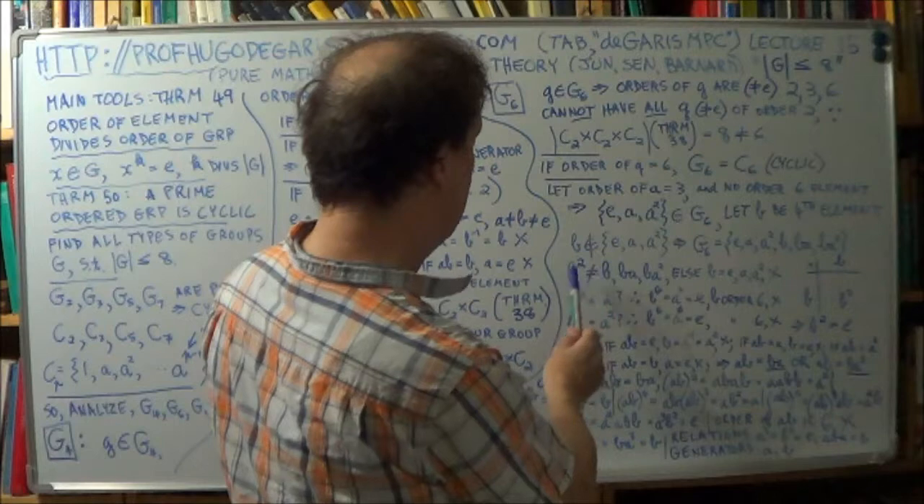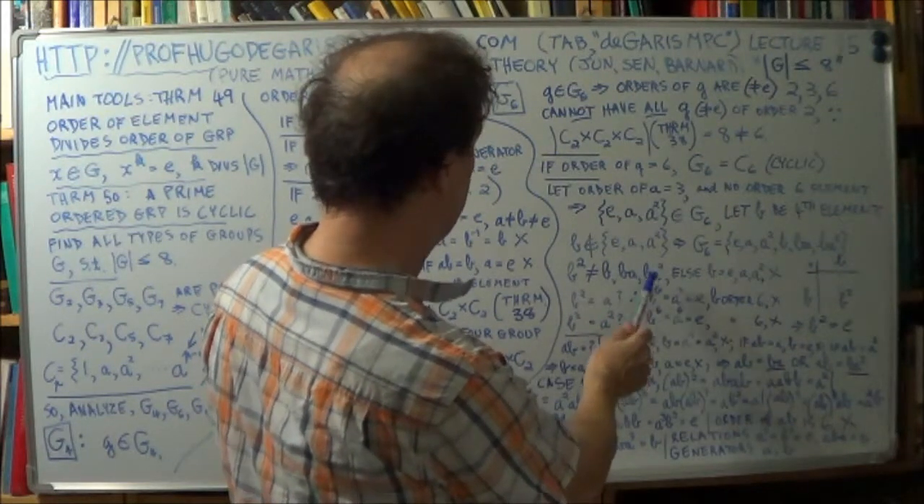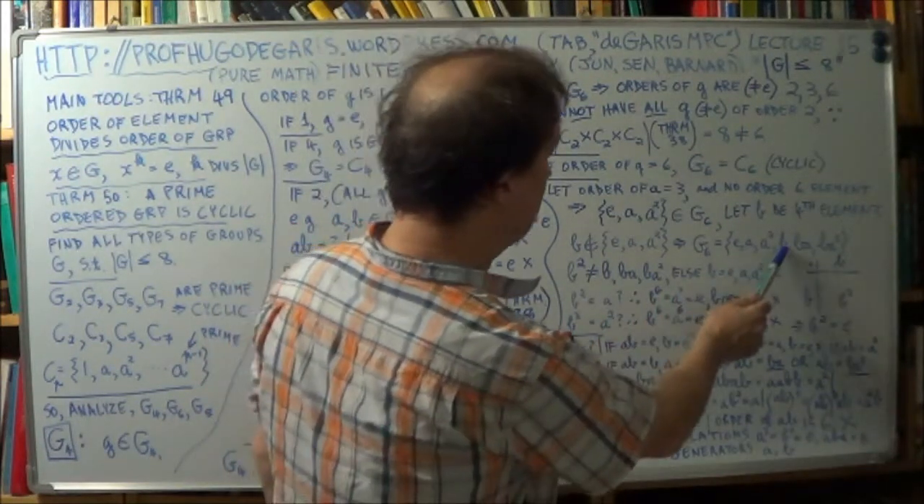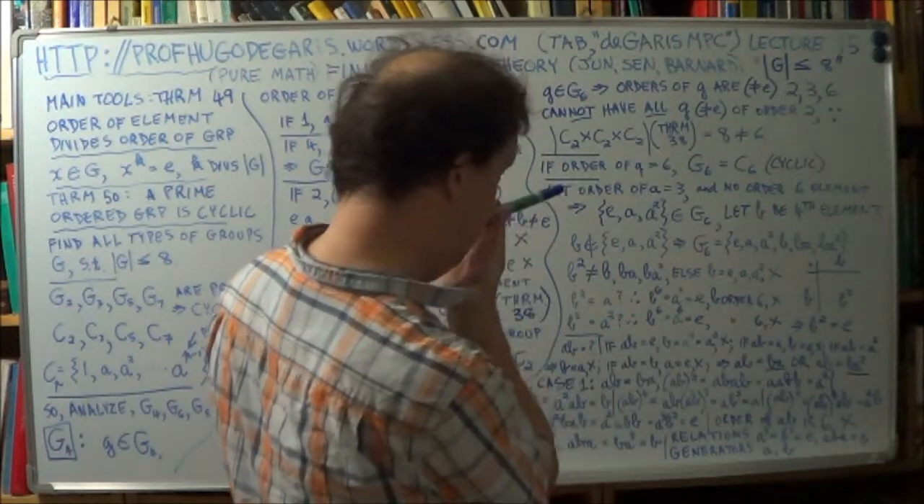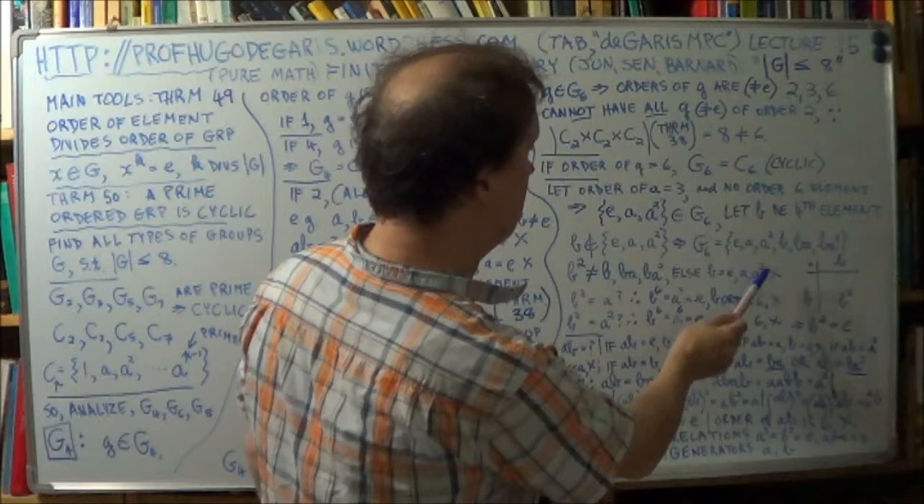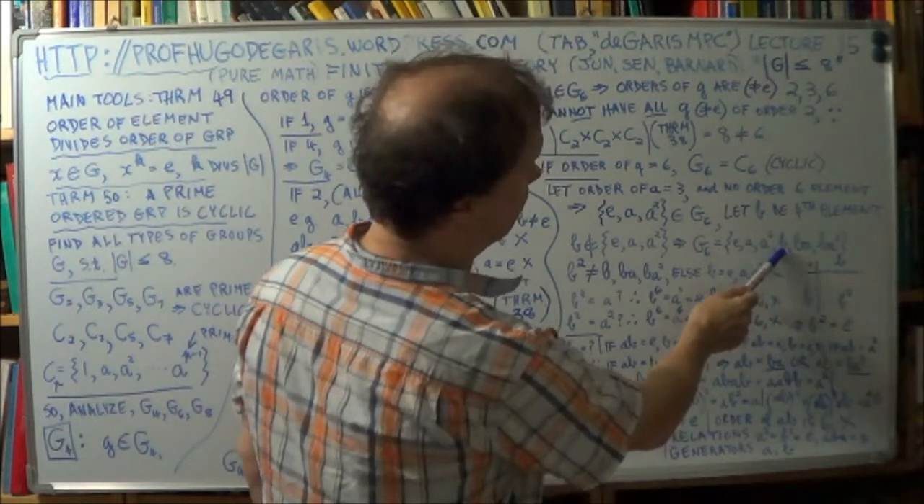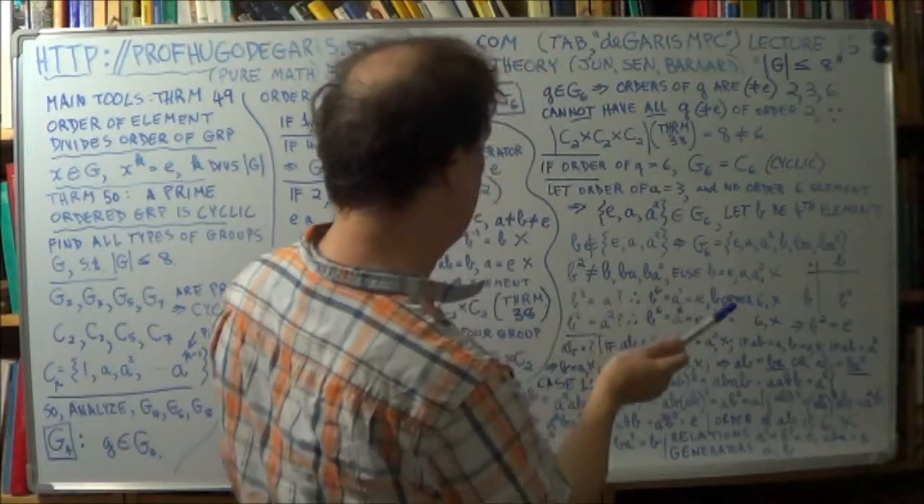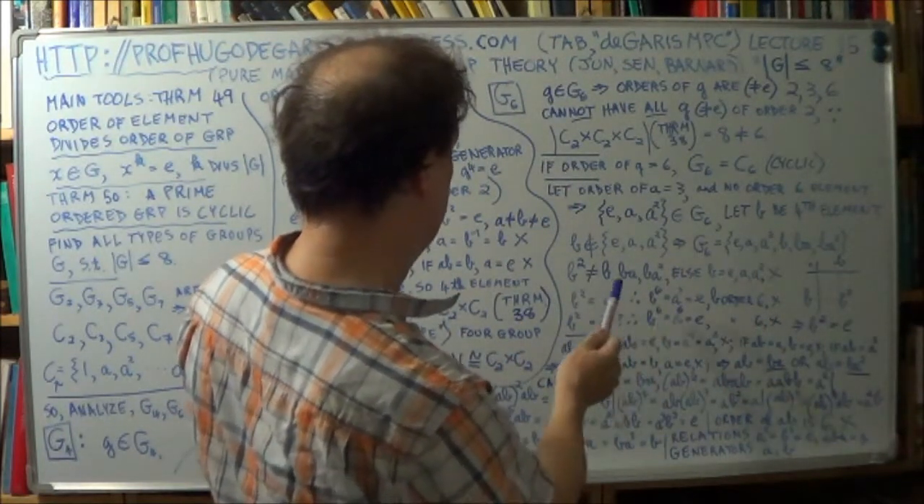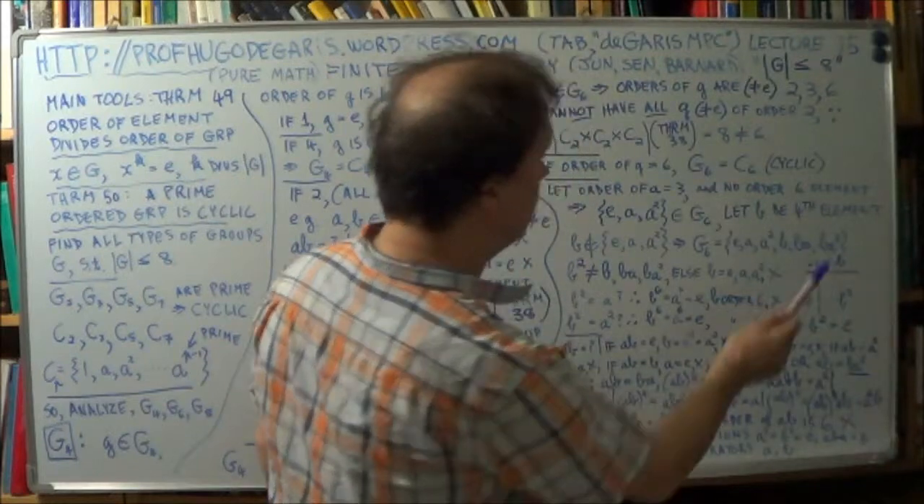Well, how about B squared is BA squared? Well, that means B is A squared. So that would not be distinct. So that's out. So B squared cannot be one of these 3.